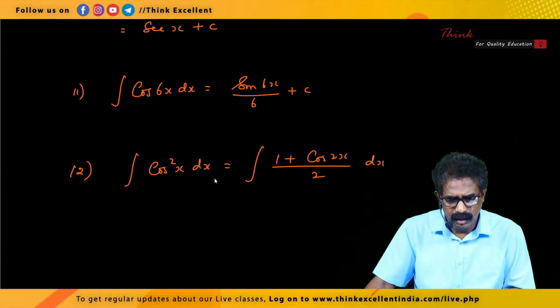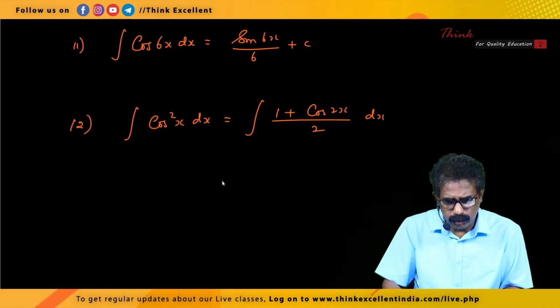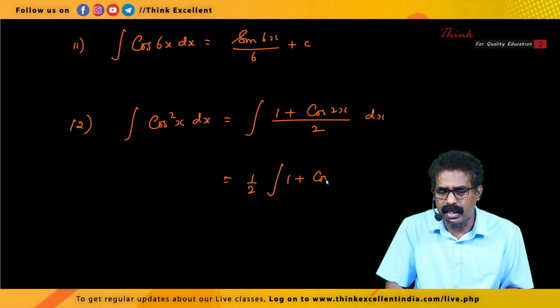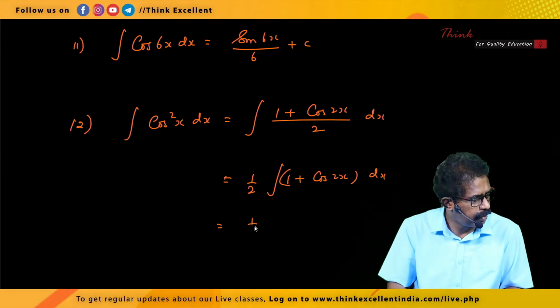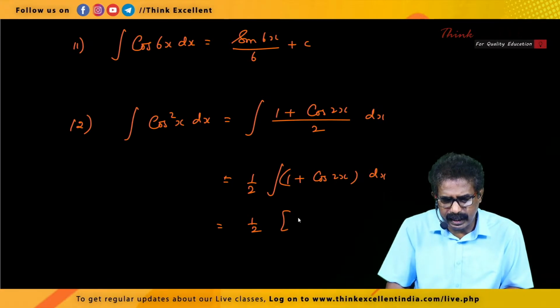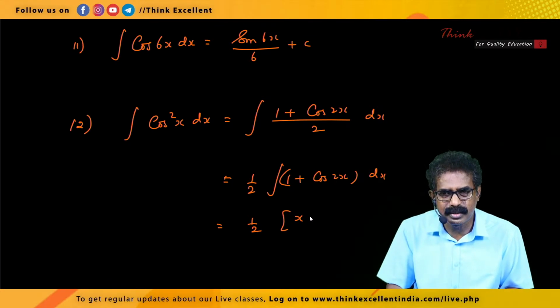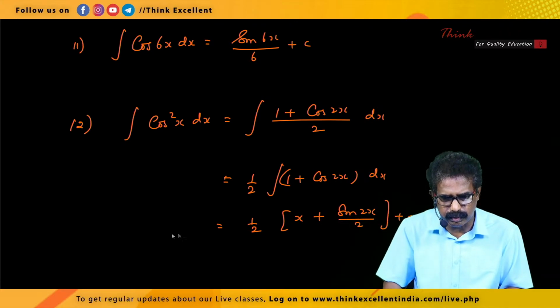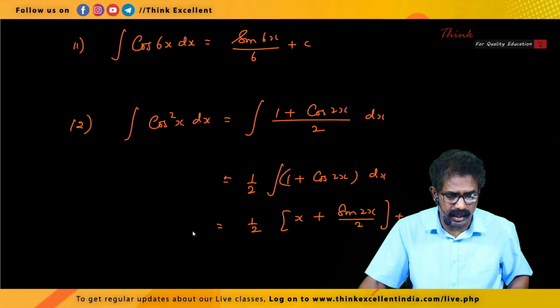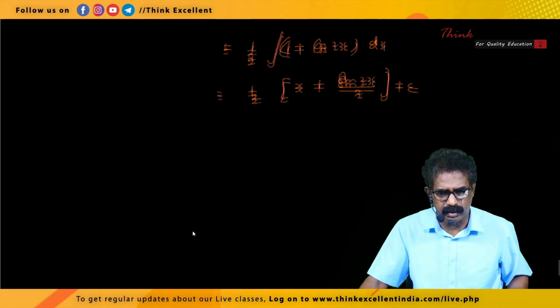Okay, so now we can integrate it. 2 is a constant. Integral 1 plus cos 2x dx. So that is 1 by 2 into integration of 1 is x. Cos integration is sine, not minus sine, sine, right? Sine 2x by 2. Be very careful, okay? Normally students make mistakes, even good students sometimes make this mistake.